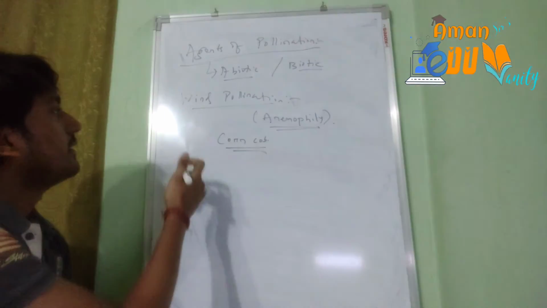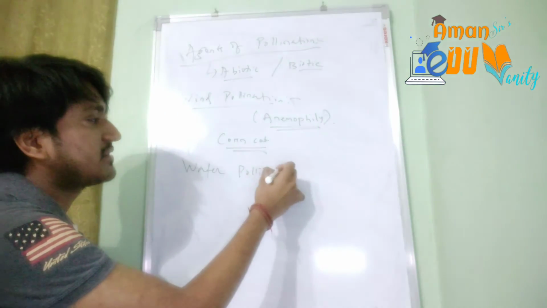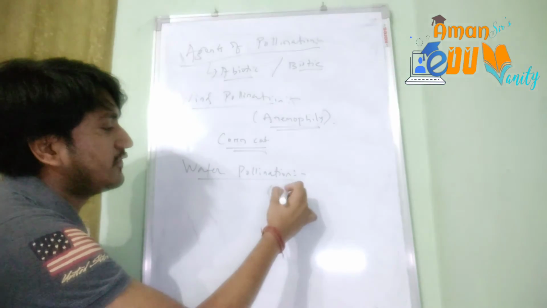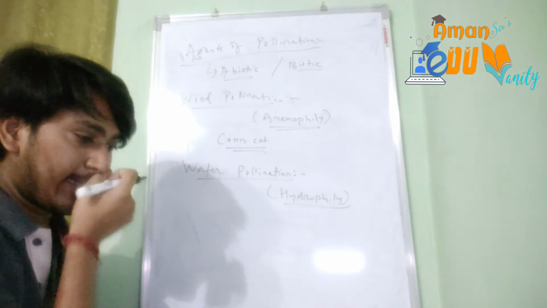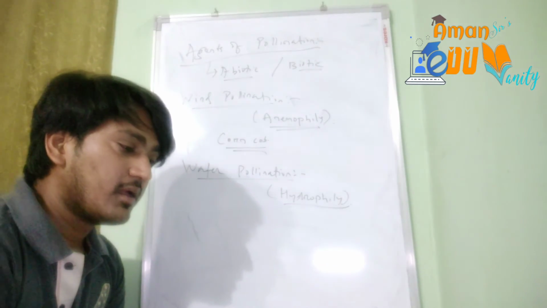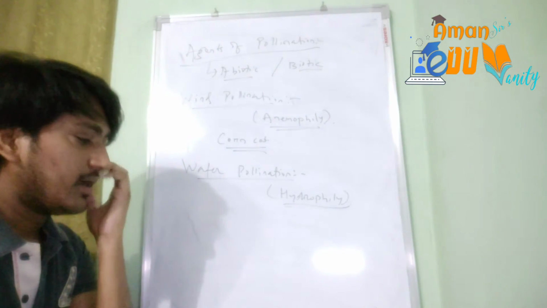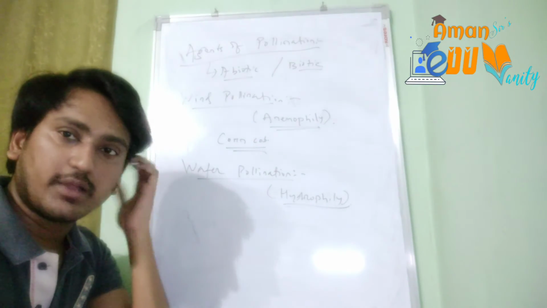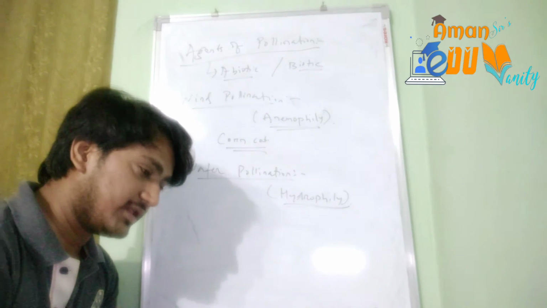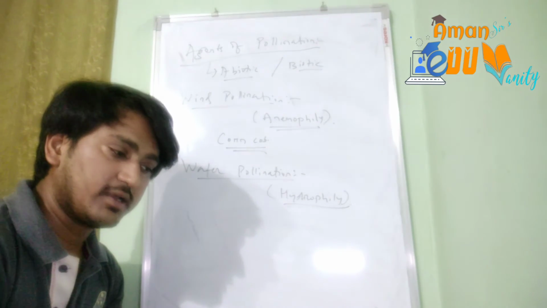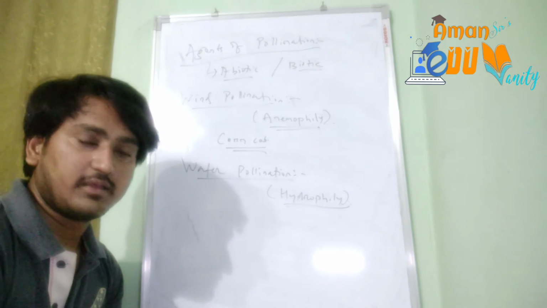Another one is water pollination. Water pollination is also termed as hydrophily. Okay, hydrophily is a mode of cross pollination which involves the same process by the agency of water. Through water it occurs. Okay, and pollination in water is quite rare, and it is very limited also. Only around 30 genera of the monocotyledonous or dicotyledonous plants do pollination via water.